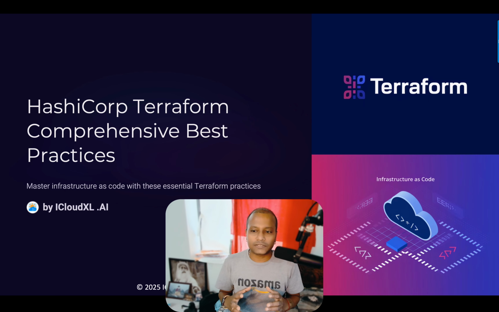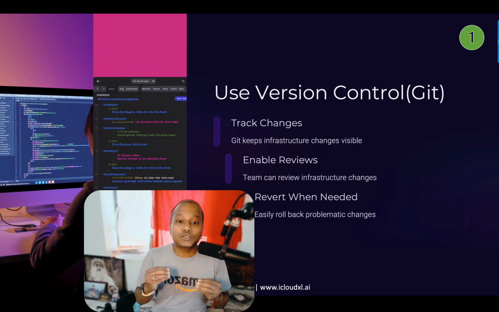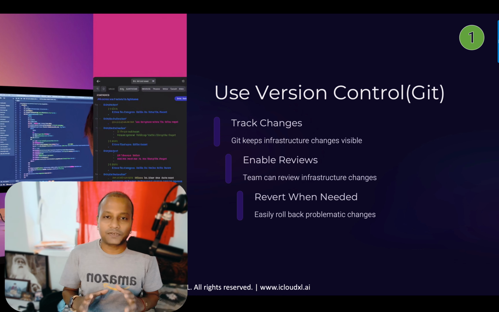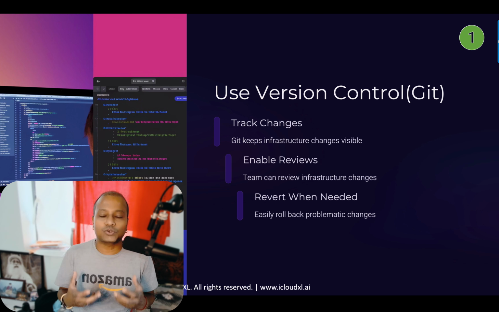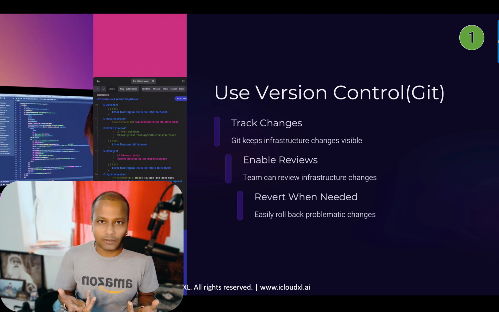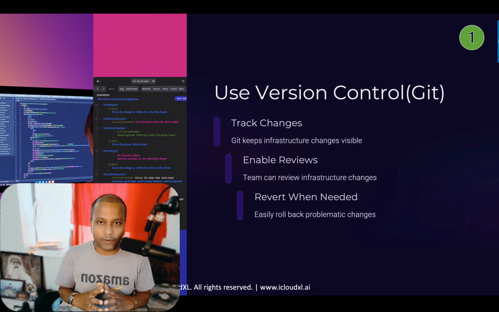Let's get into this. First and foremost best practice is basically to use a version control system. You must use a version control system to manage your Terraform configuration so that you can track changes, you can review them, and if possible, whenever it is required, you can revert as well, right? You have all the history for who made changes and when changes were made.